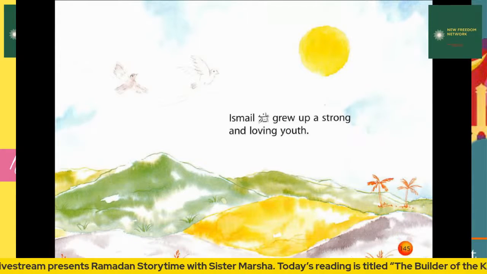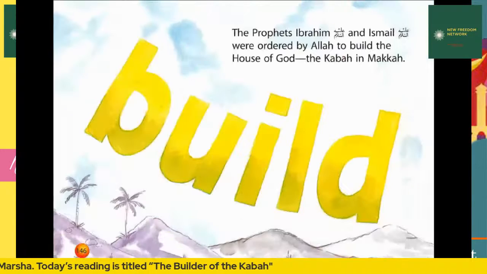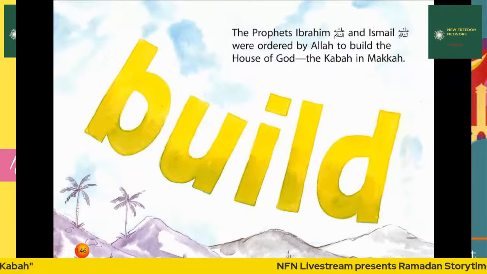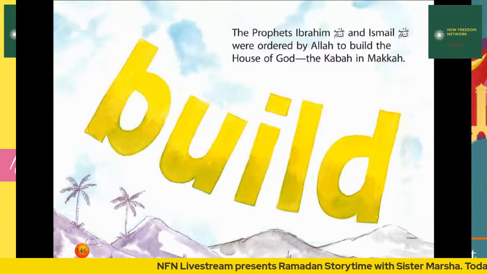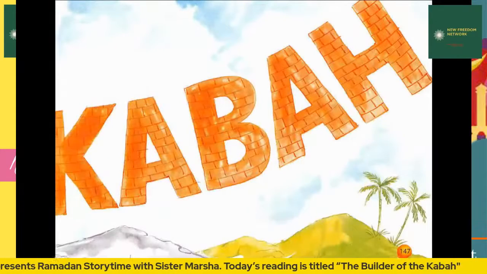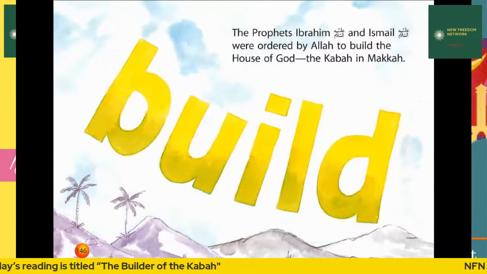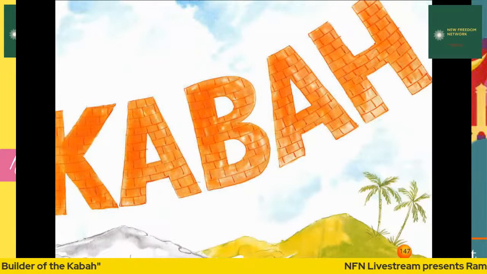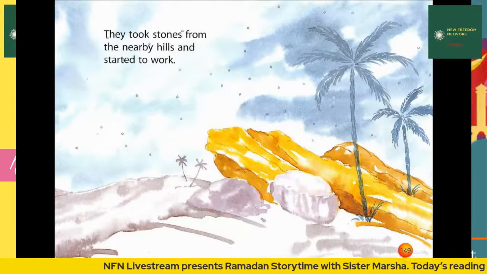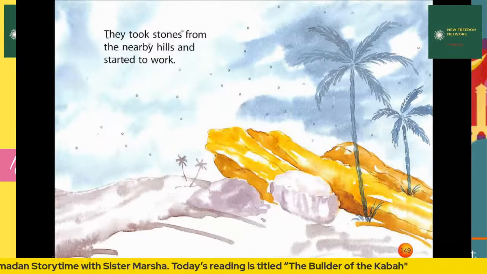And then we see pictures in the background of an image of what Mecca could have looked like. The prophets Ibrahim and Ishmael were ordered by Allah to build the house of God, the Kaaba, in Mecca. And the words on the previous screen, build, and then on this screen, Kaaba. They took stones from the nearby hills and started to work. So they're preparing to build this house.